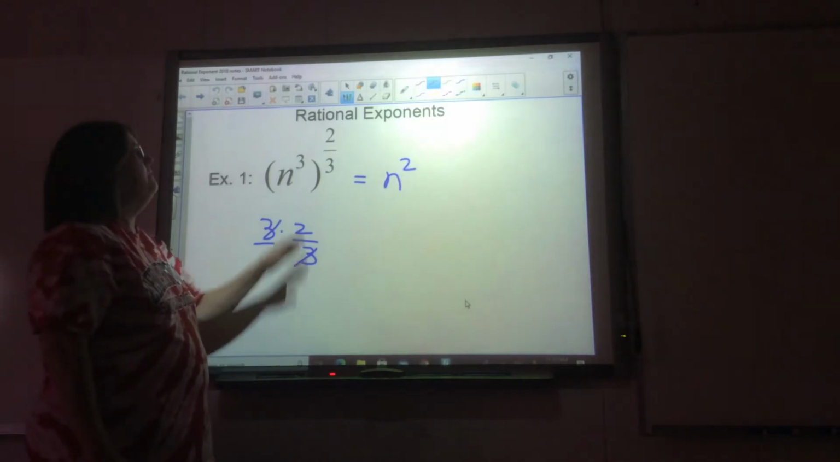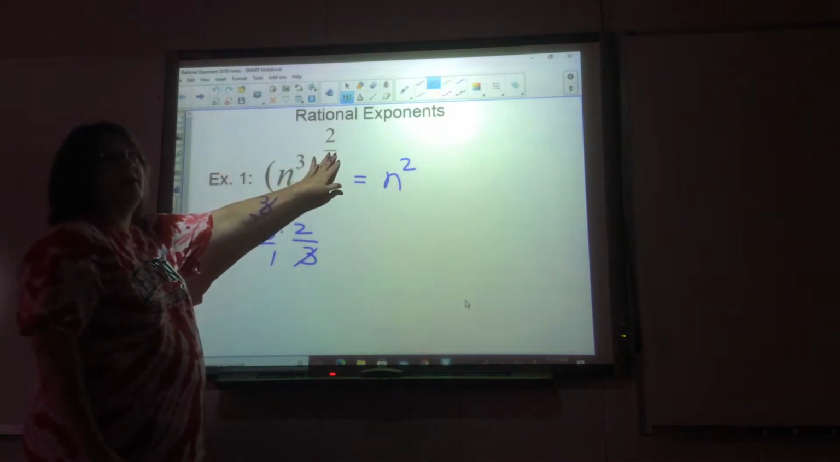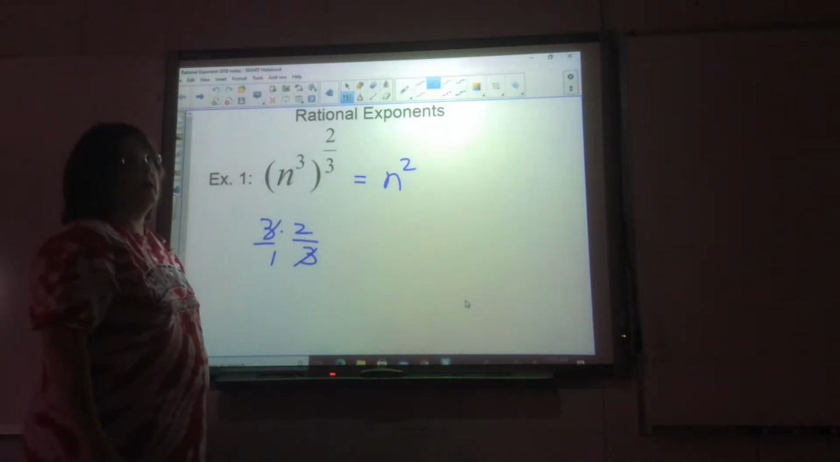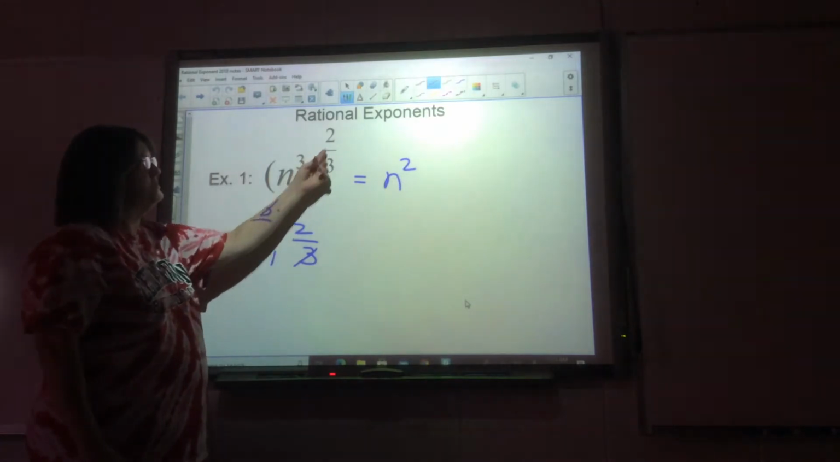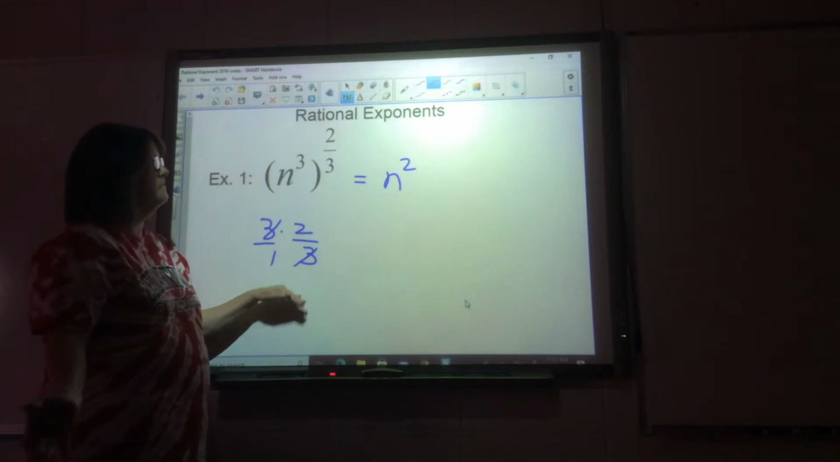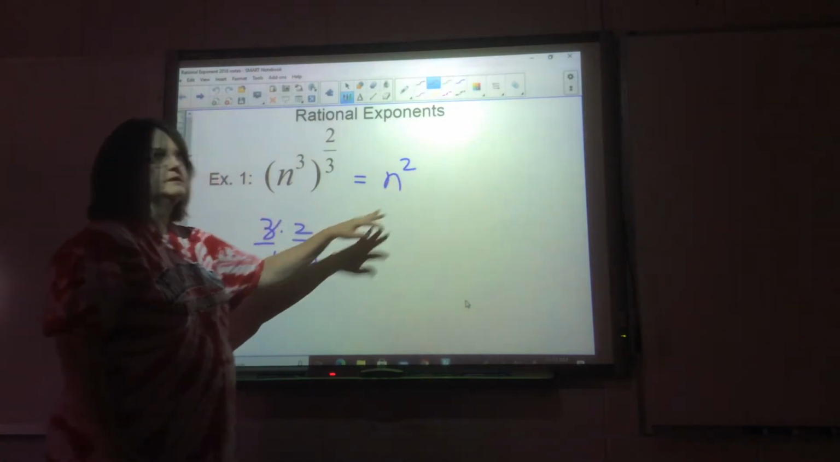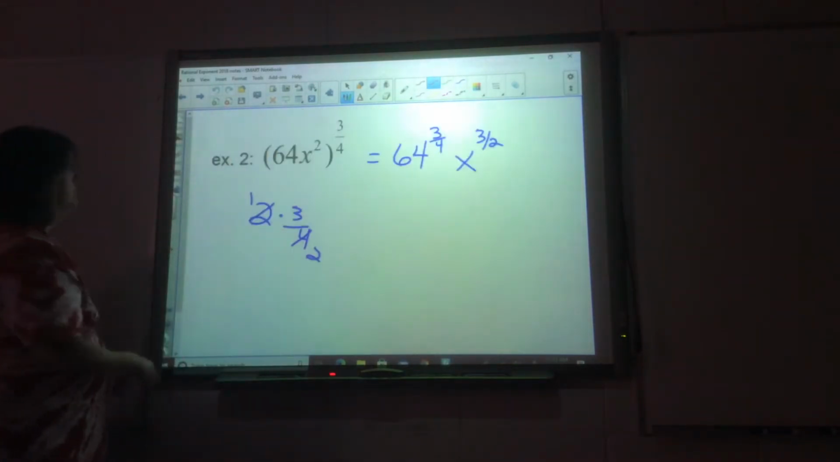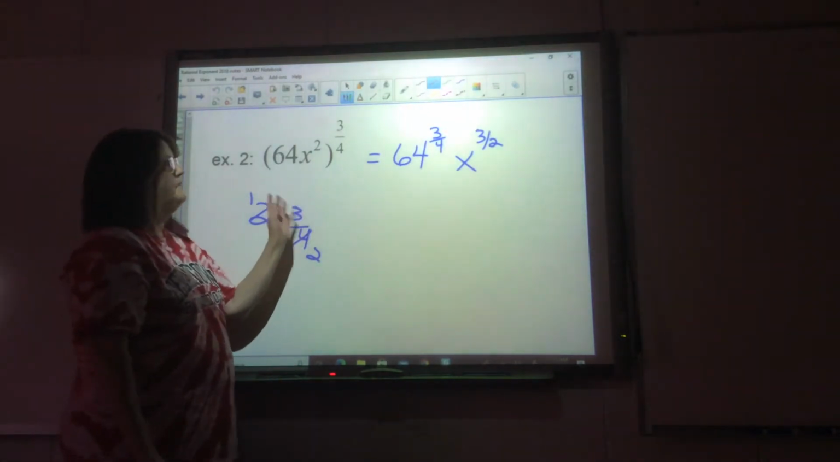So when we have an exponent that's raised to a power, the rule is to multiply. So we're going to multiply 3 times 2/3. Now I did it by hand here, but you can put that in your calculator. That gives you 2. So this is n squared. All right, this one, same thing.